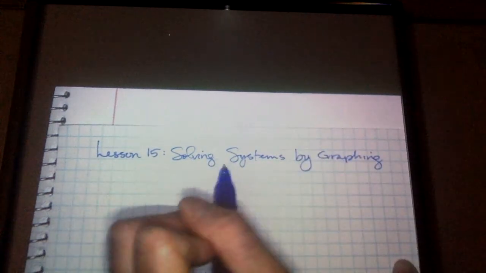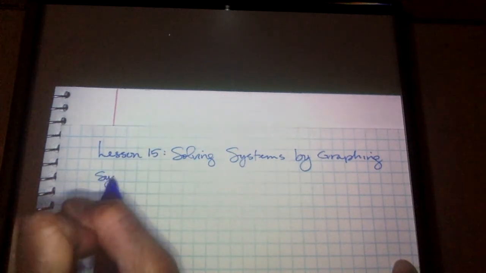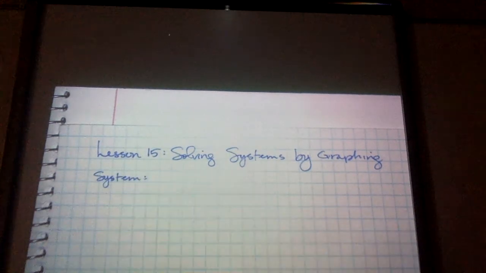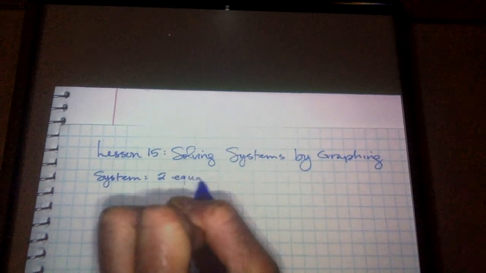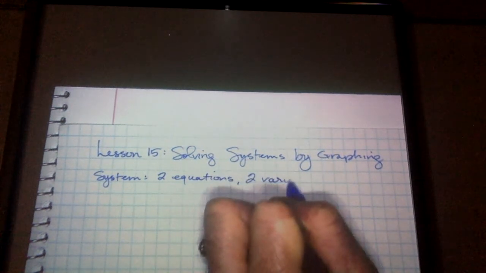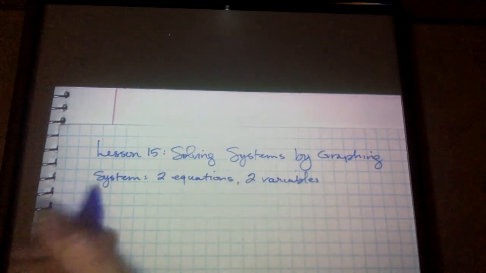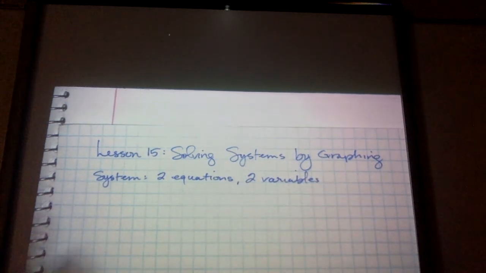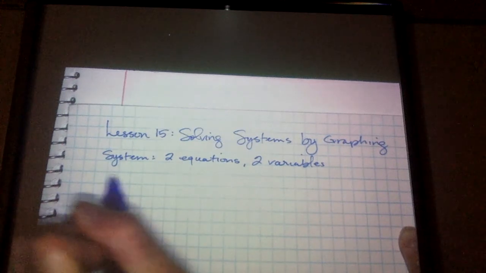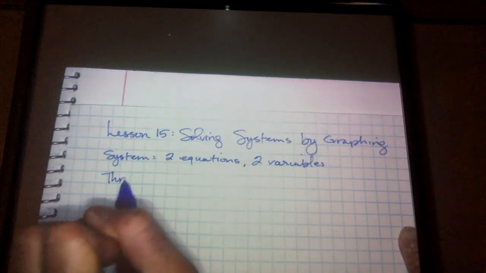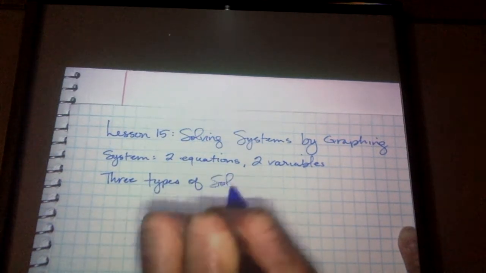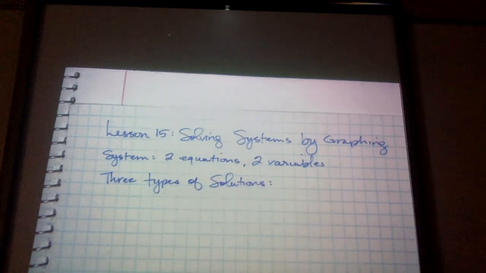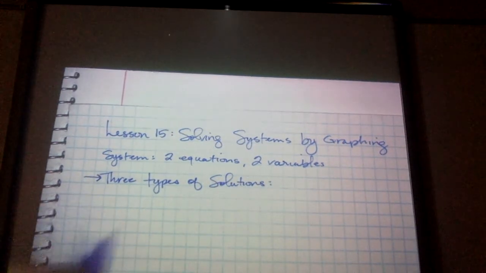Now, please know that a system means that in this case, I'm going to have two equations, and they will contain two variables. A solution, hopefully, and there are three types, sorry, I should go over, there are three types of solutions. And I'm going to quickly go over them.